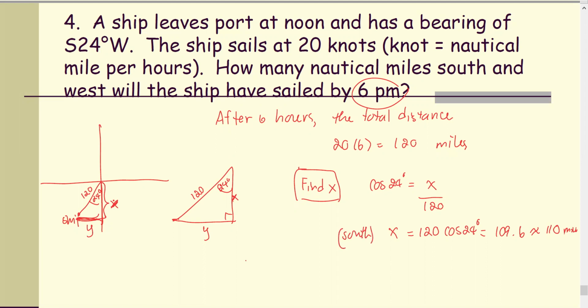And next we're going to find y, which is the west direction. y is the opposite. This time we're going to use the sine of 24 degrees, which is the opposite y divided by the hypotenuse 120. So y equals 120 multiplied by sine of 24 degrees, or we get y as 48.8 miles, which is approximately 49 miles.